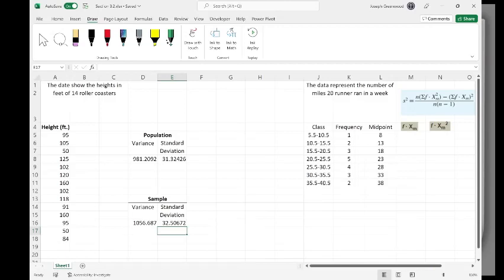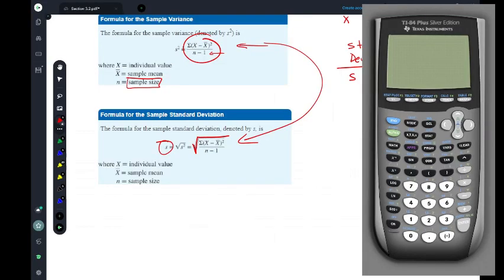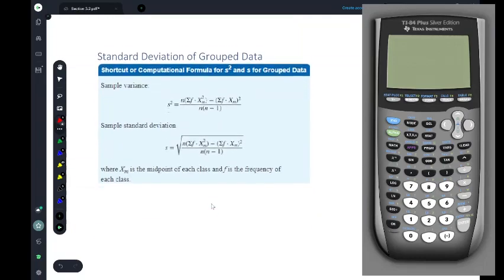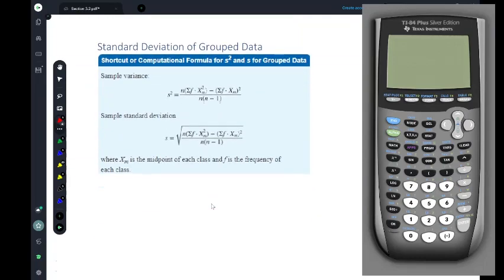Great. Let's go back and take a look at one more example, or one context in which we're going to find our standard deviation and variance. Standard deviation of grouped data. Now, the formula for variance and standard deviation that we're looking at is quite daunting, right? So we've got to take a look at this carefully.